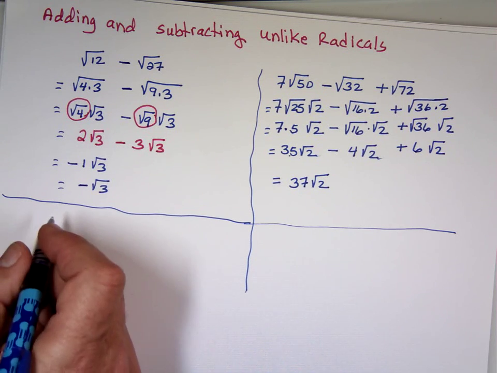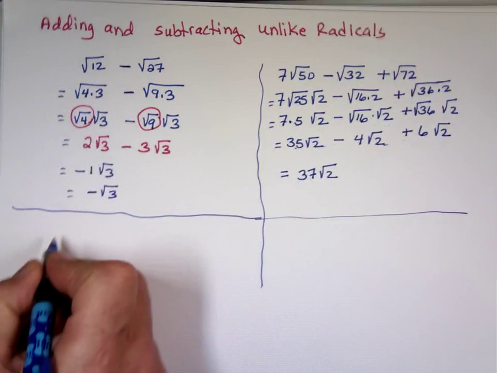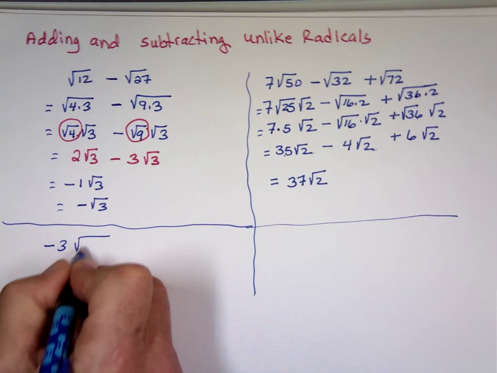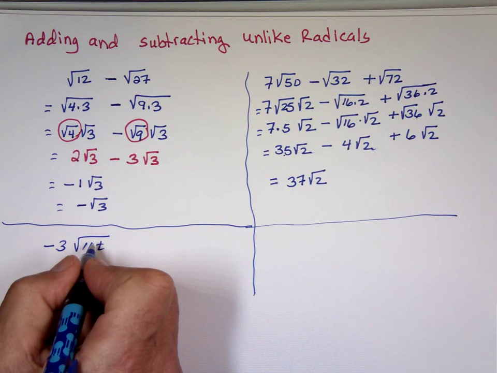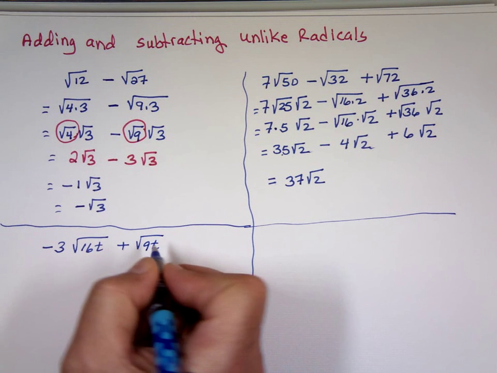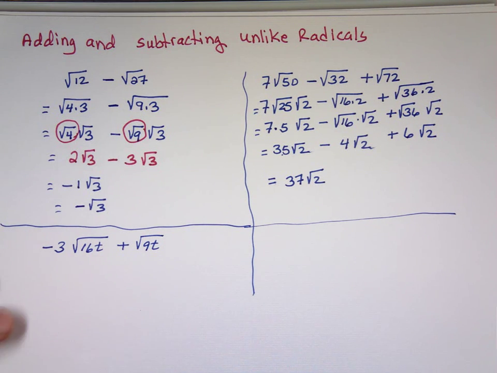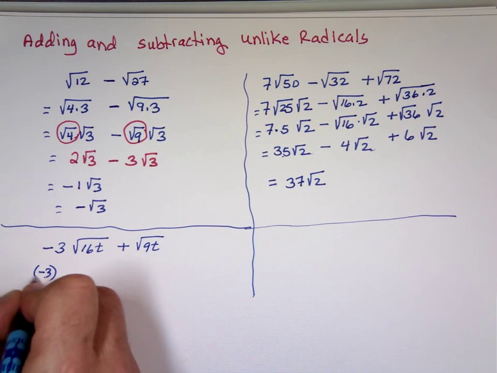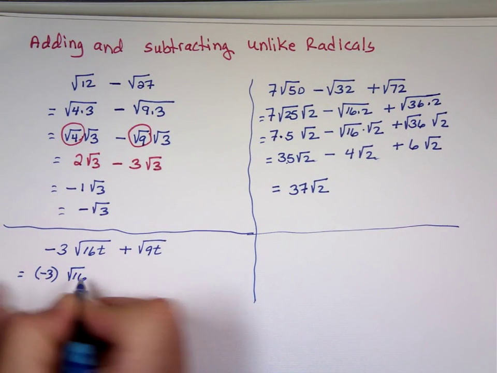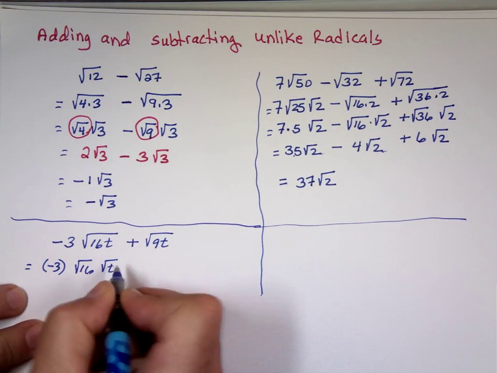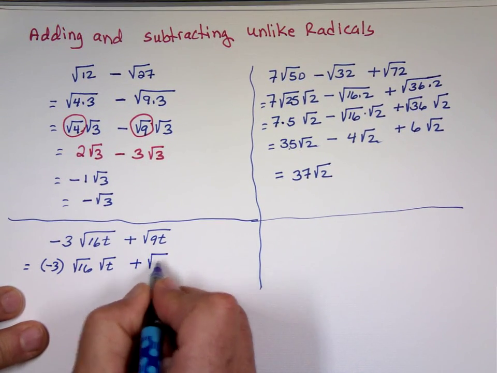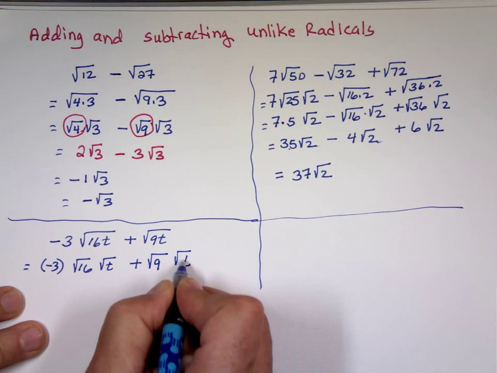Let's try negative 3, the square root of 16t plus the square root of 9t. Here's the negative 3 in the front. Square root of 16t, I can break it down to the square root of 16 times the square root of t. The square root of 9t, I can break it down to the square root of 9 times the square root of t.